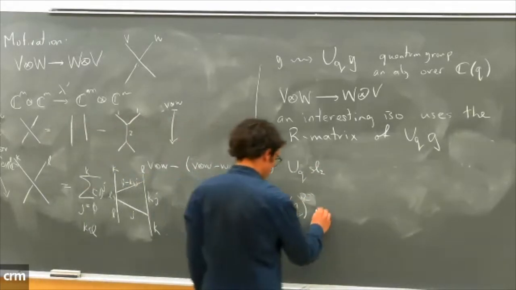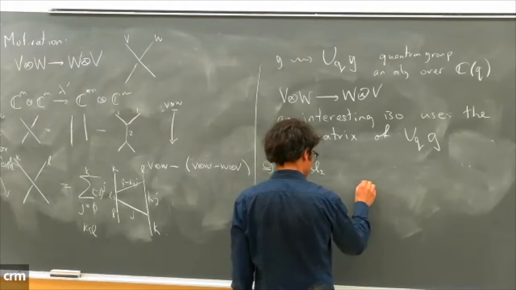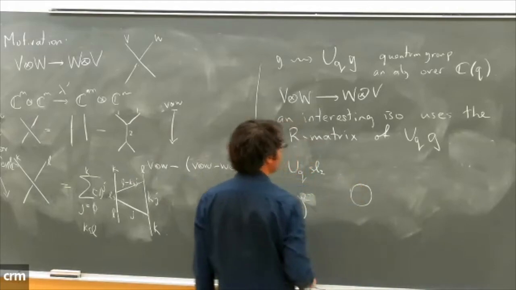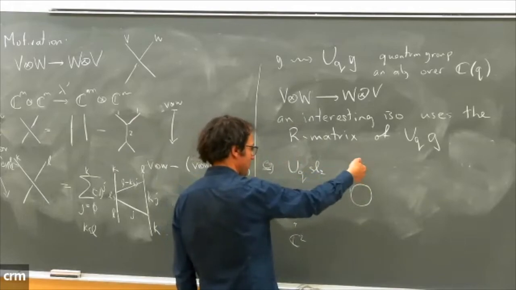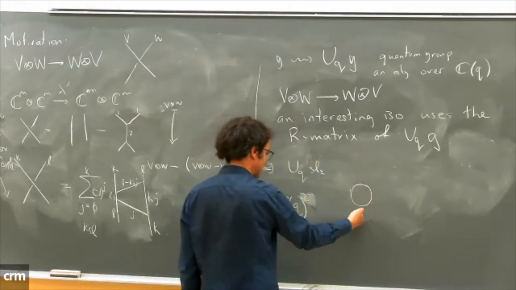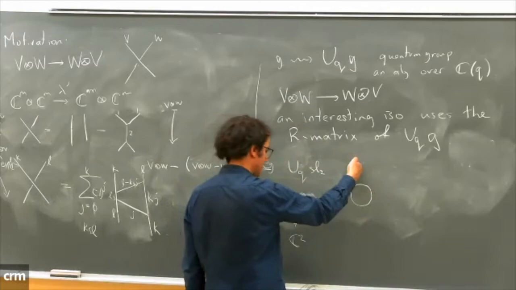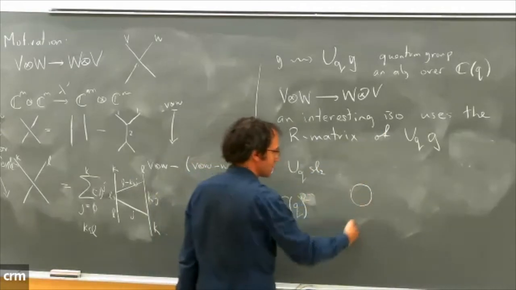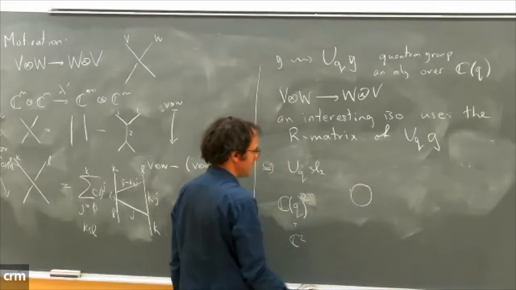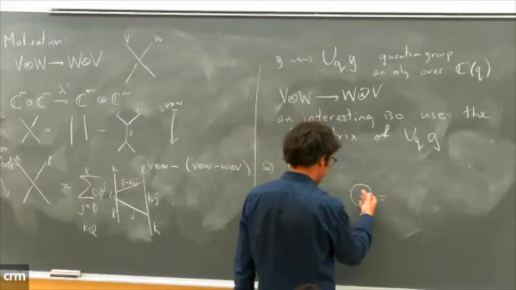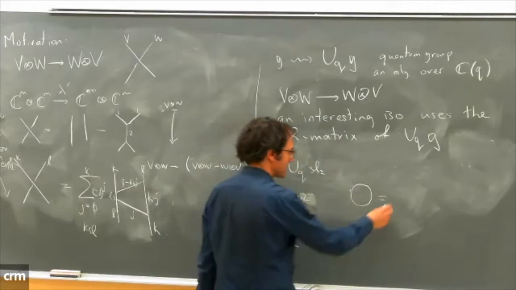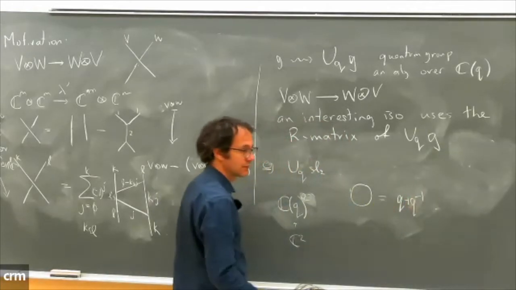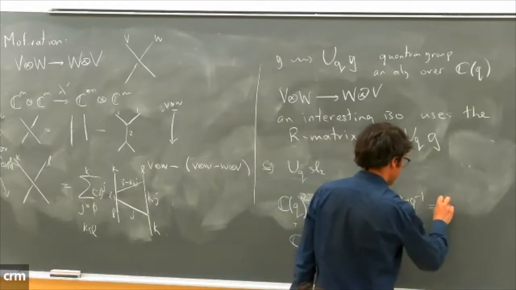And then, this circle here is a circle labeled 1. Before, you had C goes to C tensor C goes back to C, and now it's CQ, the field, goes to CQ squared tensor CQ squared, goes back to CQ. And this circle now, instead of just getting you the scalar 2, gets you the scalar Q plus Q inverse, which is known as quantum 2.